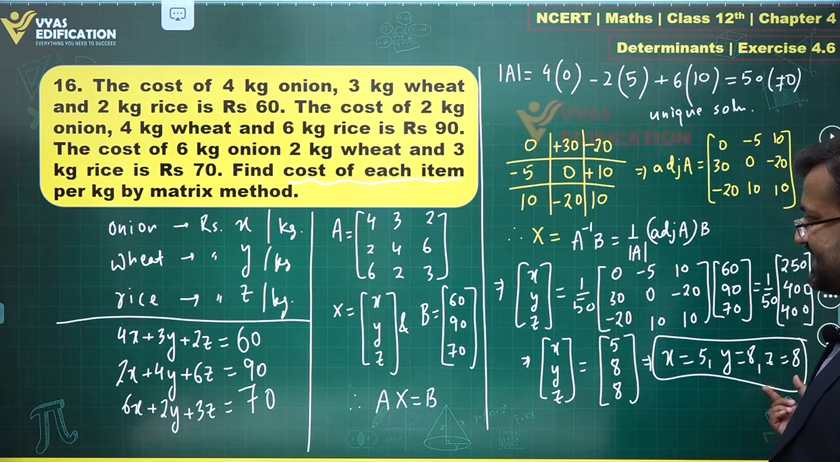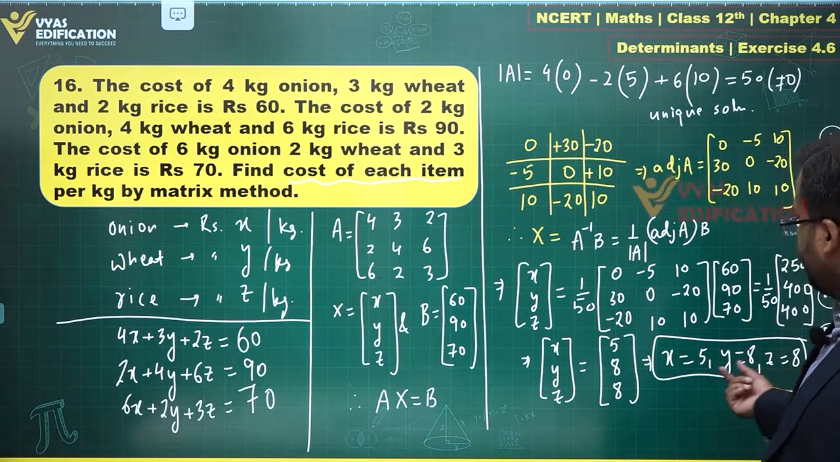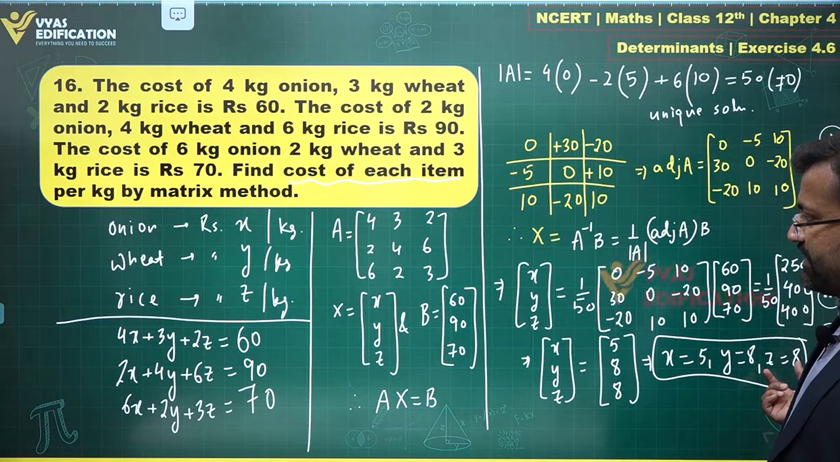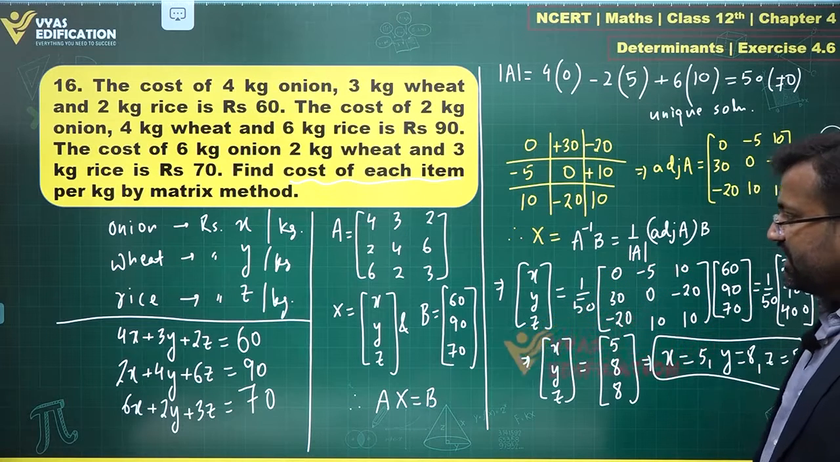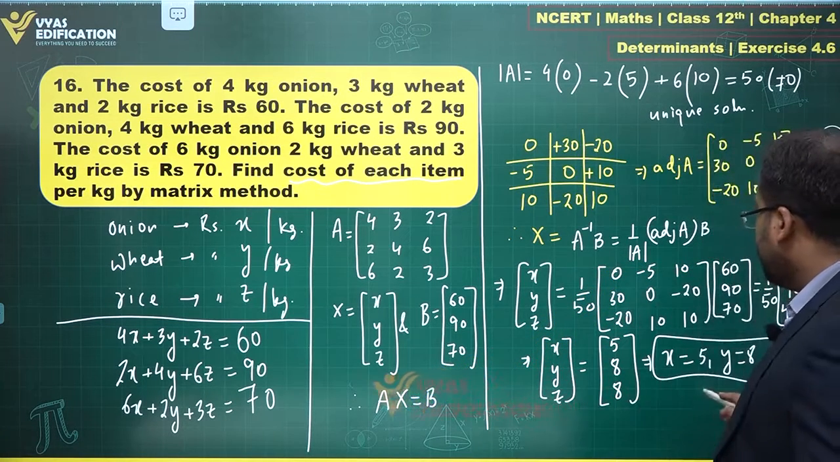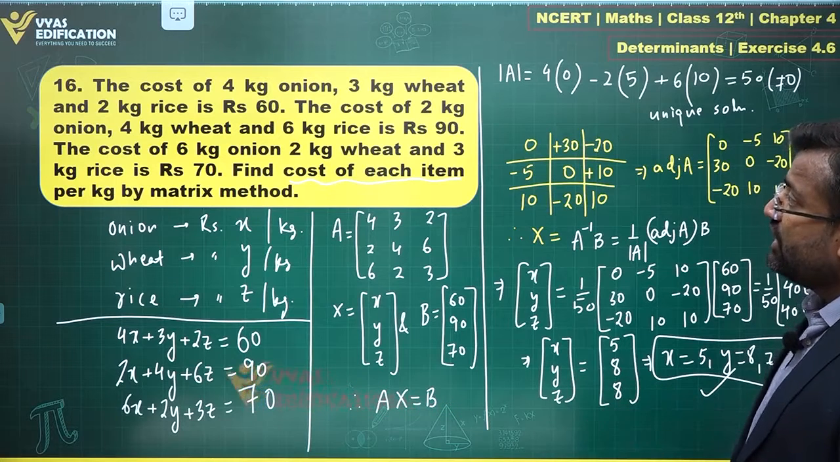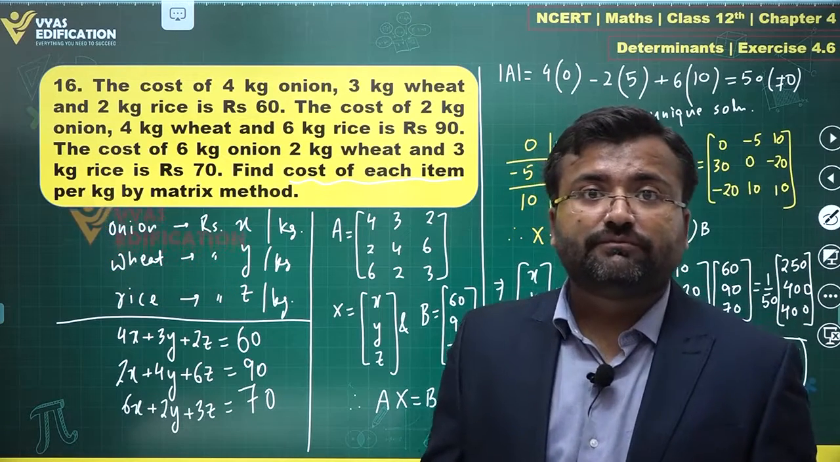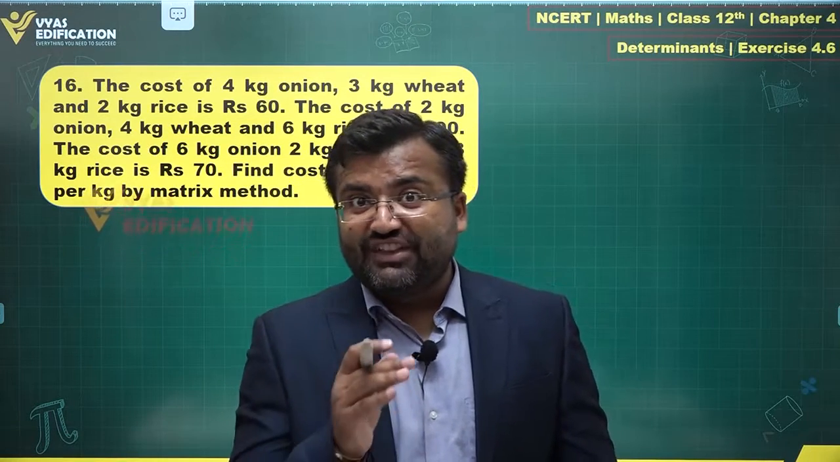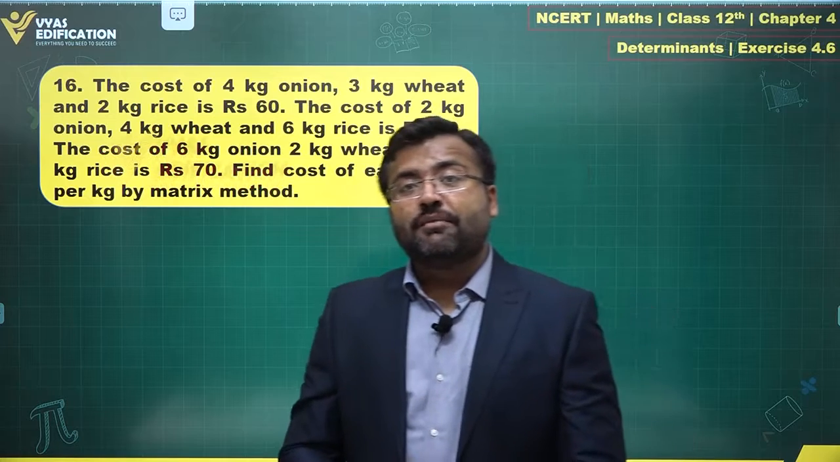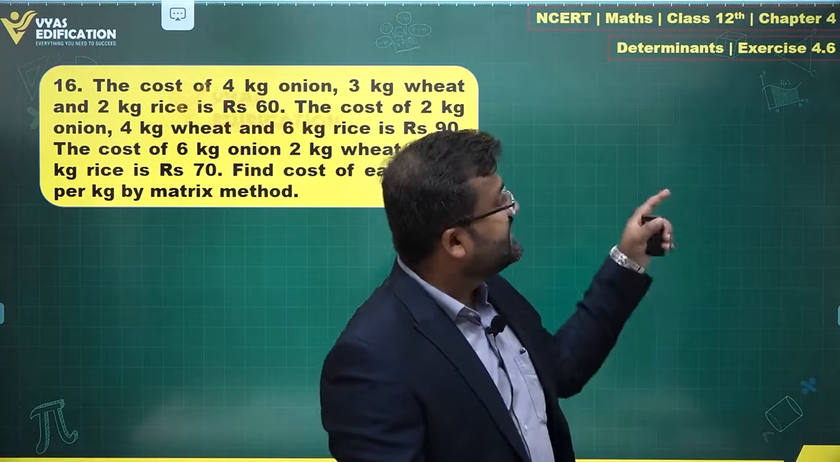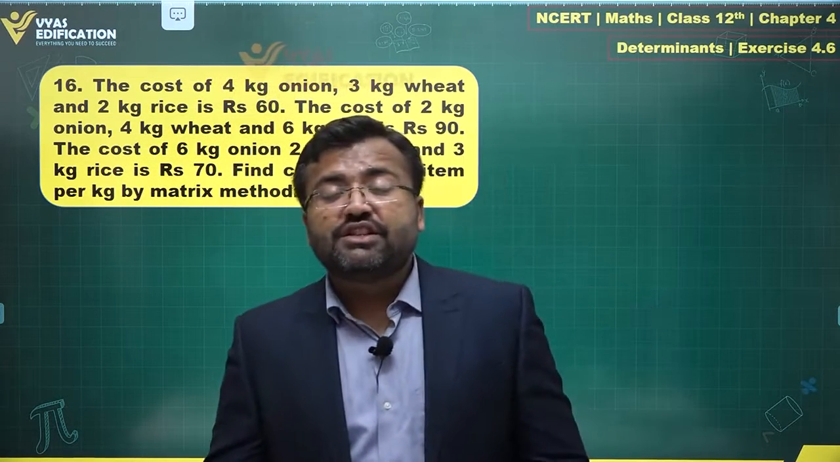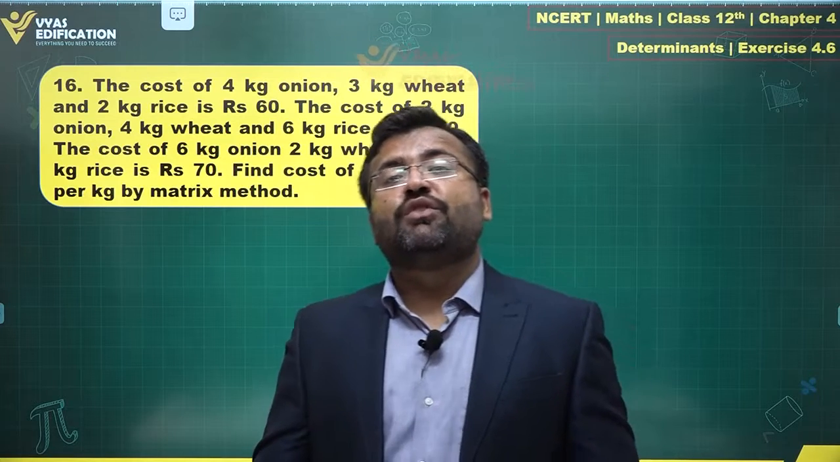Then you have 4 plus 6 is 10, 10 times 8 is 80, and you have 10, 90, which is okay. 5 times 8 is 40, 40 and 6 times 5 is 30, then you have 70, that's also okay. So yes, this is the correct answer, and that's all that you have in this question over here. Check the complete solution behind me, and that's all for this question. With this, we come to the conclusion of this exercise based on determinants. This is exercise number 4.6, which was based on solution of system of equations.